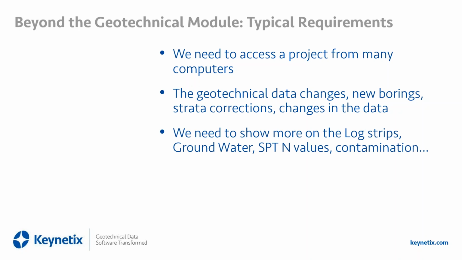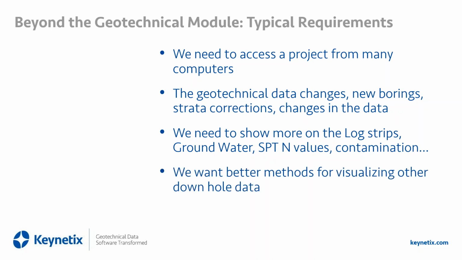Another requirement you may have is the log strips are okay, but we work with a lot more than just geology data in our organization. We need to show where groundwater is on our log strips inside Civil. We want to show things like SPT N values, blow counts in our logs. How does it change as you go down in depth in your boring log? Perhaps you want to work with contamination data. You want to show contamination levels down there. So there may be different types of information you want to show in those log strips.